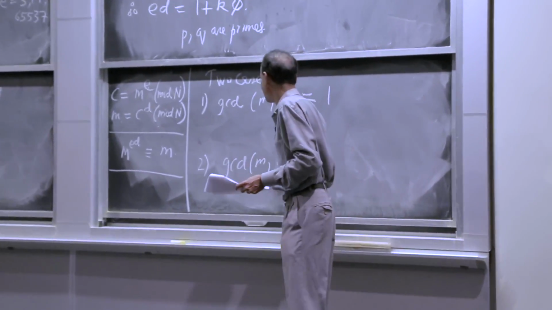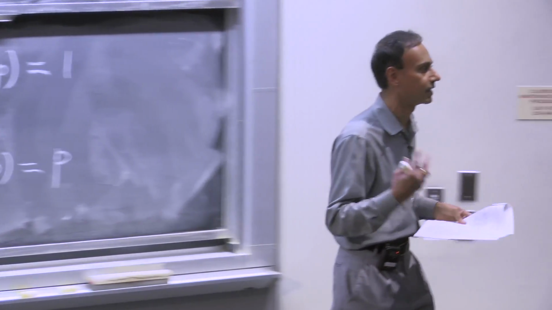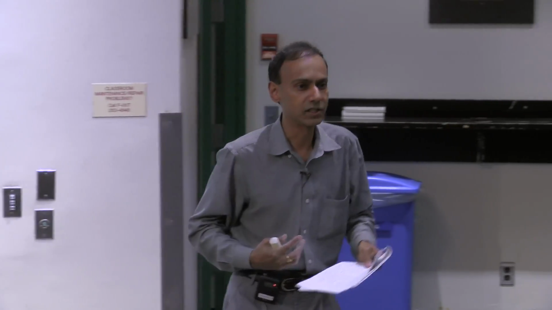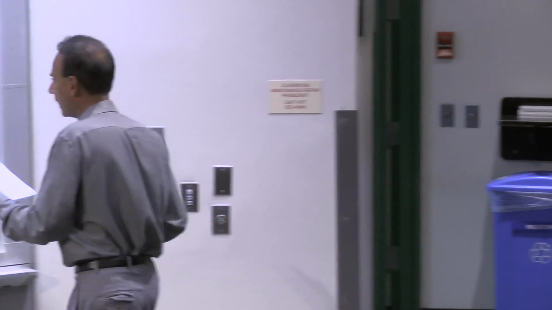Okay. So GCD of 2p and p is p, right? So those are the two cases. All right.